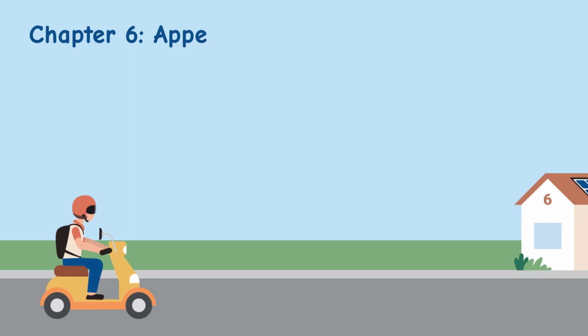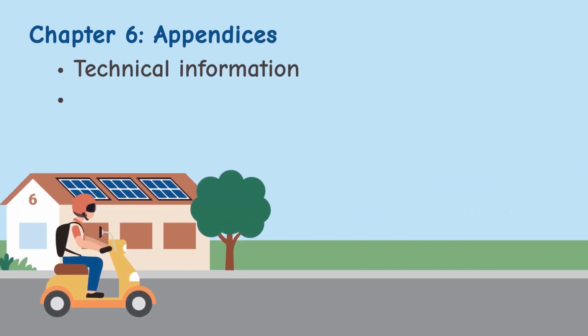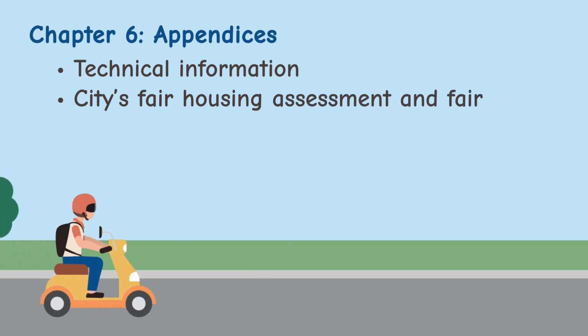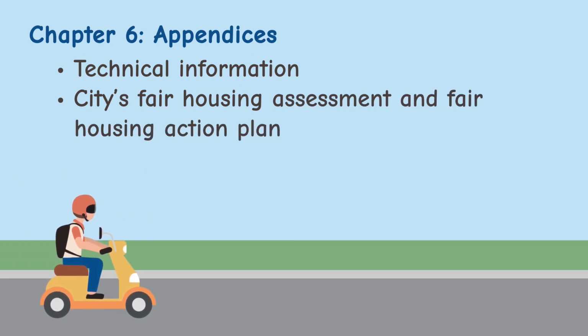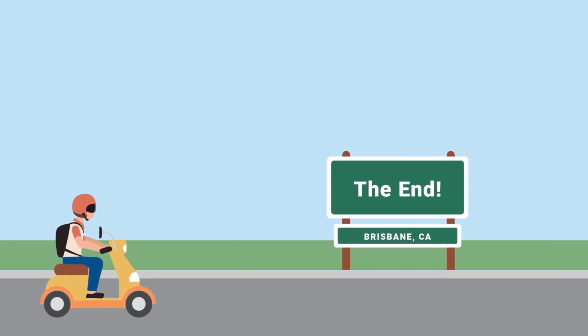Chapter 6, Appendices, contains technical information that support the housing element, as well as the city's Fair Housing Assessment and Fair Housing Action Plan that evaluates housing equity issues, like racial, ethnic, and income discrimination in housing, and how the city can combat them. Thanks for following along on the housing element roadmap.